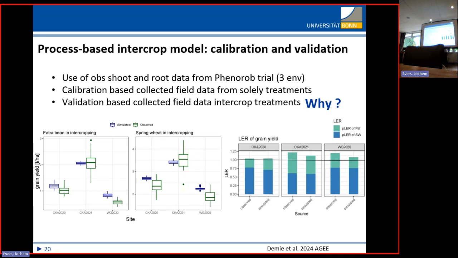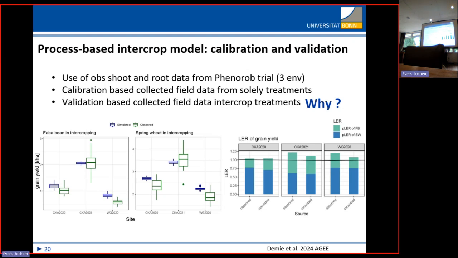Okay. So we have used that data set from Maduri for calibration of the model. We used all kinds of data we had, so not only yield, but also biomass cuts. We measured height, we had a bit of root measurements. So we used all the data we had. And here you can see the 3 environments on the x-axis. This is fava bean in intercrop, this is spring wheat in intercrop. This shows you the validation, the grain yield in blue is simulated and green is observed. So you can see that there is quite a good fit of the observed with the simulated value.